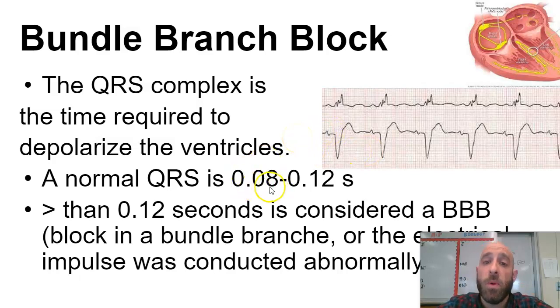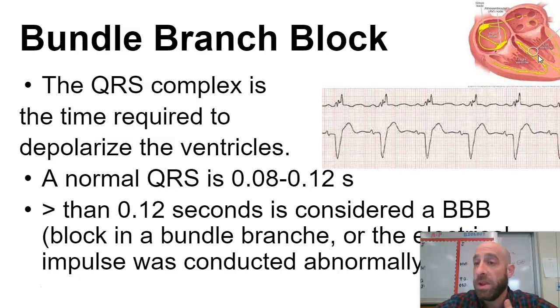And normally it should be 0.08 to 0.12 seconds. So, obviously it's a short amount of time. But if it's more than 0.12 seconds, that means something is interrupting the flow of electricity of the impulse down to the apex and back up. And it just slows down your ventricles from being able to contract.